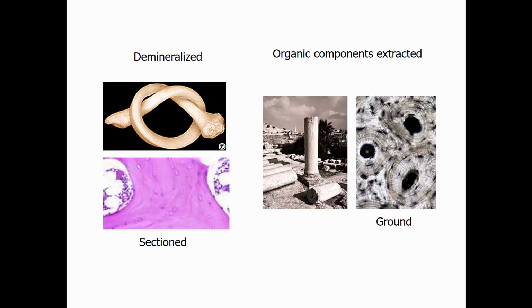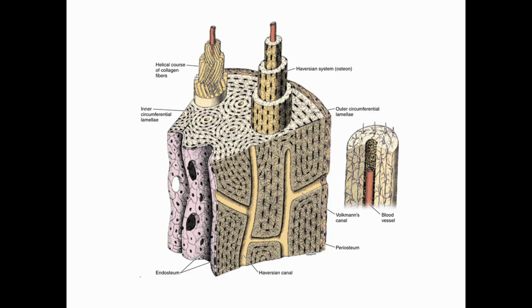Okay, so this is a review. If you demineralize the bone, you can section it. If you remove the organic components, you can grind it down, and you can look at different features in the different preparations. And here's a very nice three-dimensional rendition of the haversian systems, the capillaries, the haversian canals, the Volkmann's canals, the endosteum, the periosteum. These lamellae, these layers in the haversian canals are called concentric lamellae. The ones that are around the outside are called the circumferential lamellae. The ones that track the marrow cavity are called endosteal lamellae.